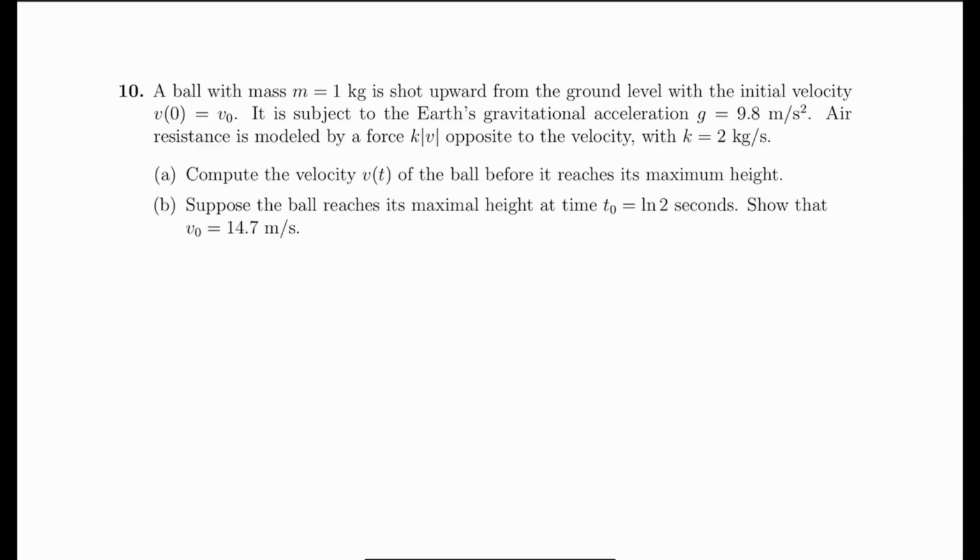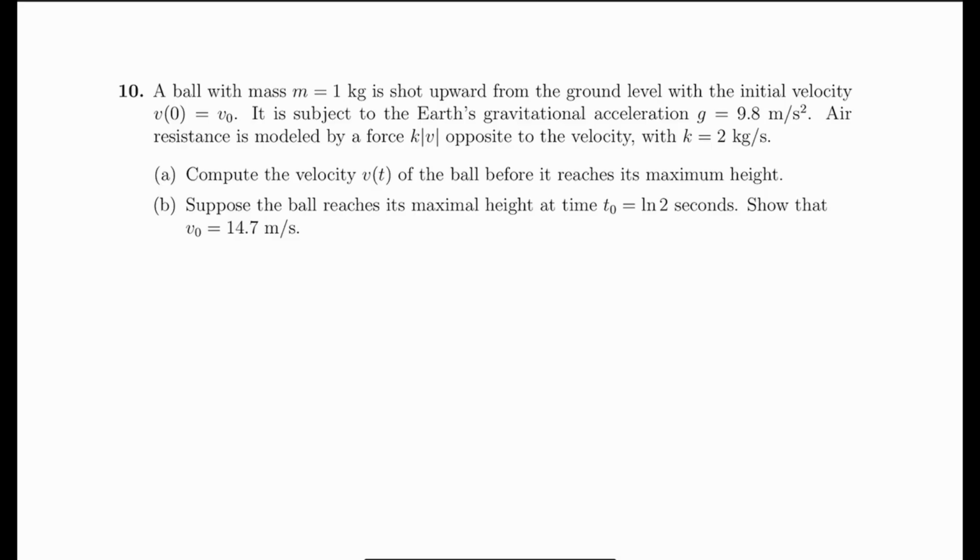In problem 10, we have a physics kinematics problem here. We have a ball with mass 1 kilogram shot upward from ground level with an initial velocity v0. It is subject to Earth's gravitational acceleration, 9.8 meters per second squared. And then there's an air resistance term modeled by k times the absolute value of velocity, and they give us a k value of 2. So in part A, we're asked to compute the velocity v of t, as a function of time, of the ball before it reaches its maximum height.